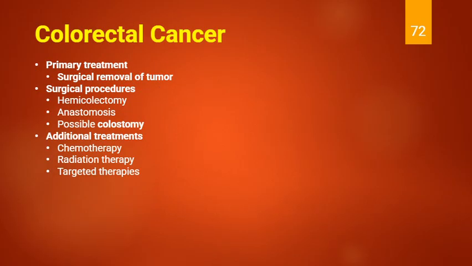The primary treatment for colorectal cancer is surgical removal of the tumor. If the tumor is localized, the surgeon may perform a hemicolectomy, which removes the affected portion of the colon. The remaining sections of the bowel are usually connected through a procedure called an anastomosis, allowing normal bowel function to continue. In some cases, a colostomy may be required. A colostomy creates an opening in the abdominal wall so stool can exit the body into a pouch. Sometimes this is temporary, but in certain cases, it may be permanent. Additional treatments may include chemotherapy, radiation therapy, or targeted drug therapy, depending on the stage and spread of the cancer.